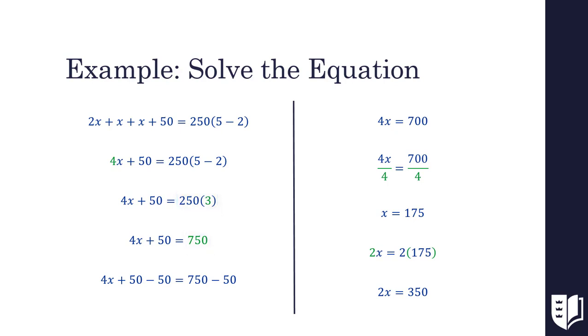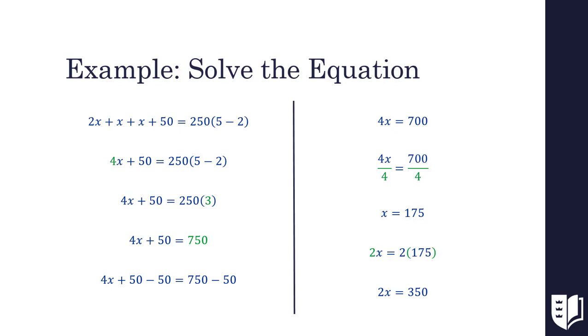Now that we have simplified our equation, we need to isolate our variable on the left side. First, we subtract 50 from each side to move it to the right side of the equation. This produces 4x equals 700. To get x by itself, we need to divide both sides by 4. This gives us x equals 175. Notice that we used the opposite operation when we moved each of our numbers from one side to the other.